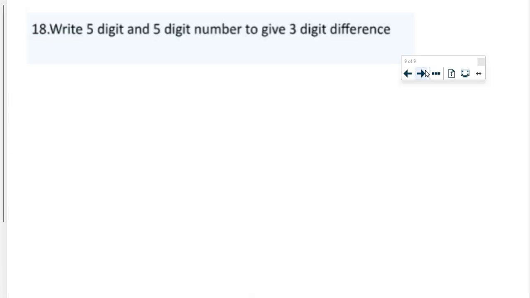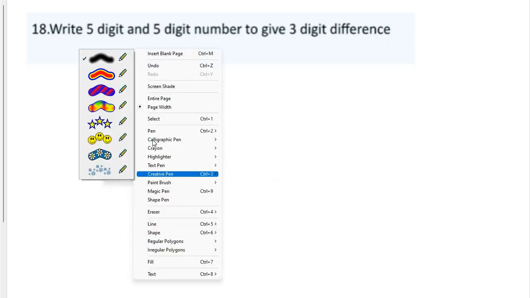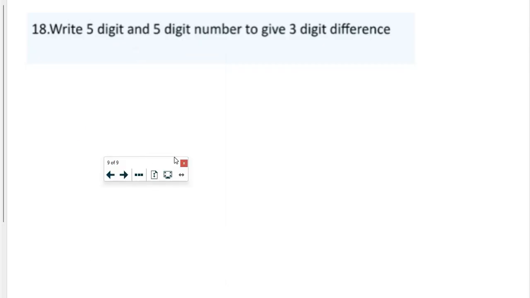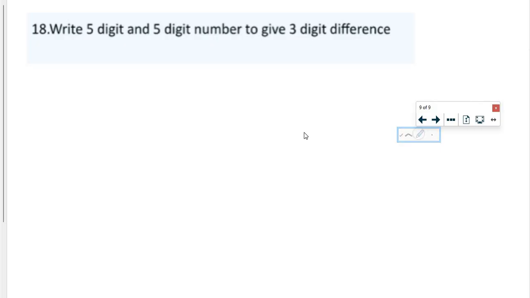The next and the last question on this part. Write a 5-digit number and another 5-digit number to give a 3-digit difference. So here, the question says, write a 5-digit number and another 5-digit number to give a 3-digit difference. Anyway, the instruction is not super correct, but we're going to do it the way it is.